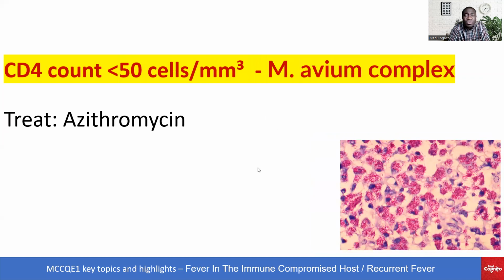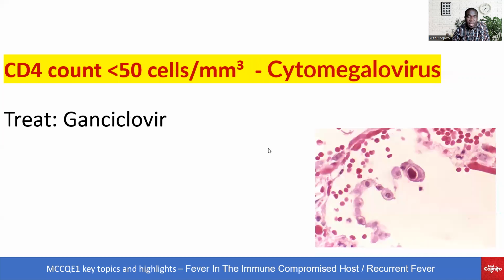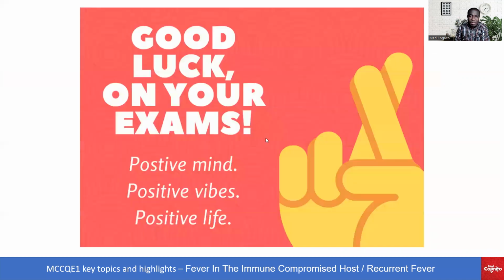If the CD4 count goes below 50, these patients are predisposed to Mycobacterium avium complex, and the medication we give is azithromycin. Another opportunistic infection, which is common if the CD4 count goes below 50, is cytomegalovirus, and the medication we give is ganciclovir. All right?